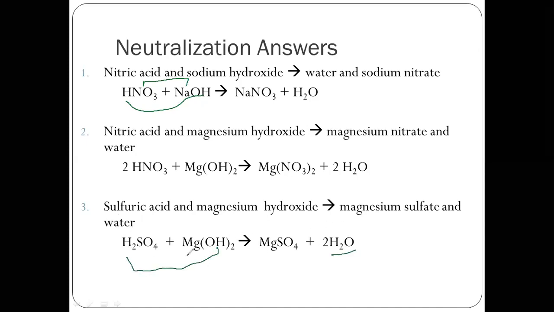And I would ignore these numbers until I balance. And then I'm going to combine Mg and SO4. And since it's +2 -2, they cancel out and you get MgSO4. And then I put a 2 here so that it would balance out 4 H's and 2 O's.